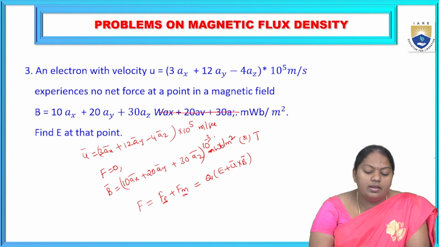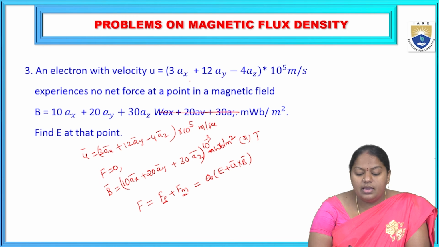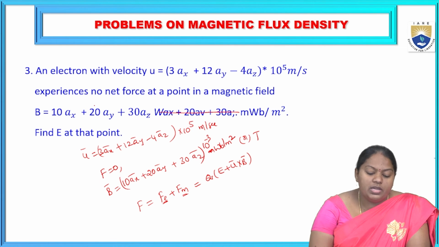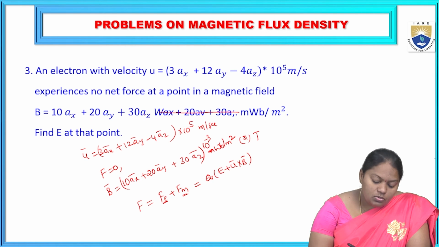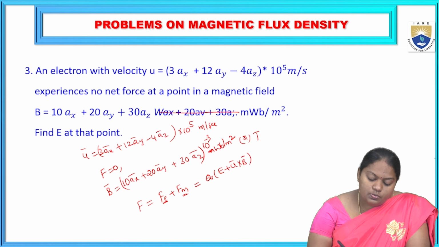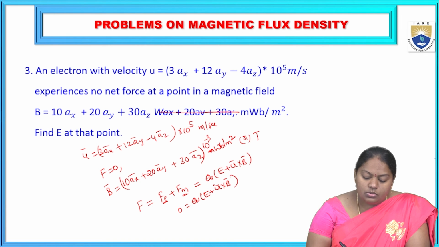Now from the given, an electron with a velocity u is given, that is 3ax plus 12ay minus 4az into 10 power 5 meters per second, and it experiences no net force at a point in a magnetic field B. So Q into E plus U cross B equal to F. No net force means we are substituting F by 0, so 0 equals Q into E plus U cross B. Since Q is not 0, this becomes E plus U bar cross B bar equal to 0. Now from this we are going to evaluate E.